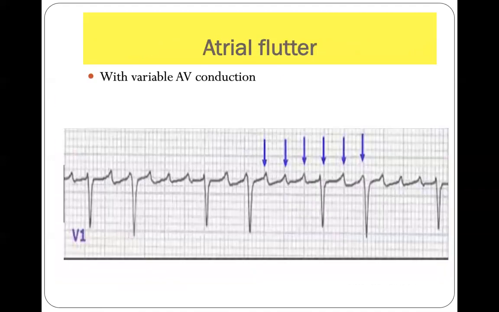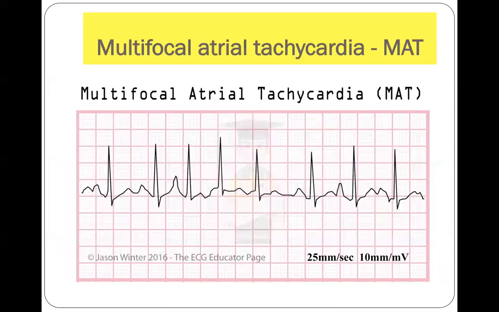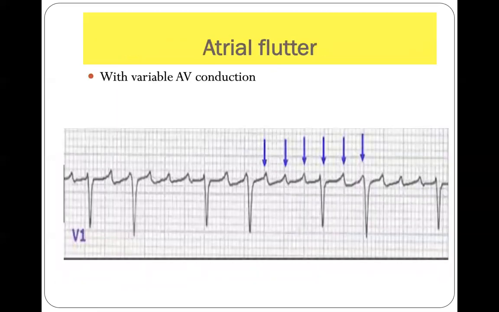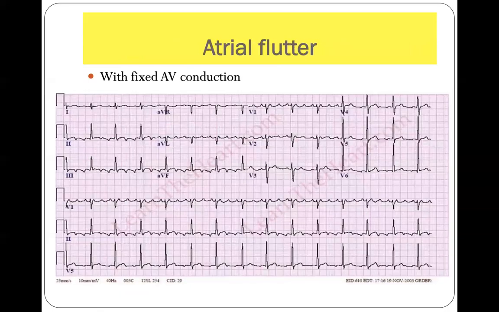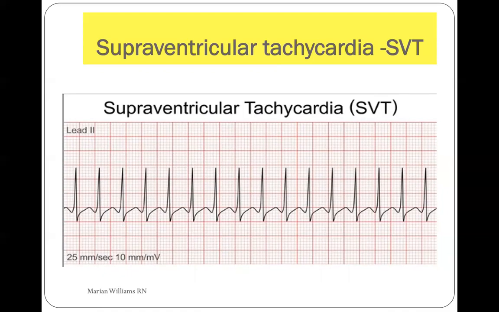So here we have discussed the narrow tachycardias arising from the atrial level. The first is sinus tachycardia. The second one is multifocal atrial tachycardia. The third one is atrial flutter, either with variable AV conduction or with fixed AV conduction. The fourth one is atrial fibrillation. And the last one is supraventricular tachycardia.